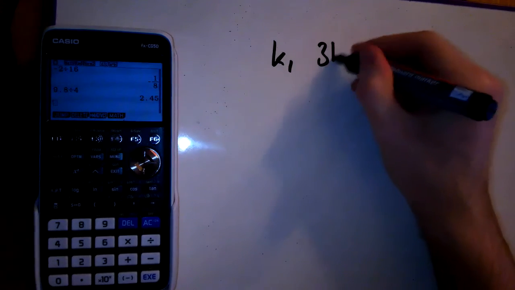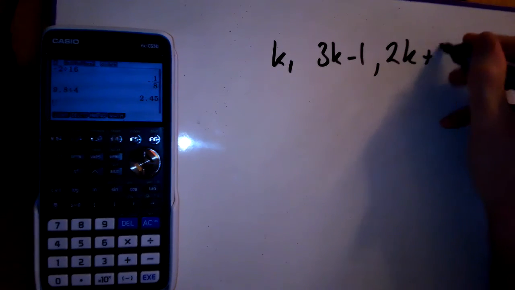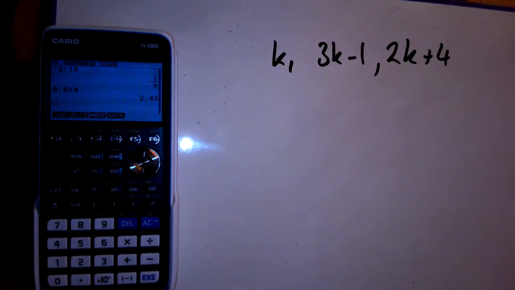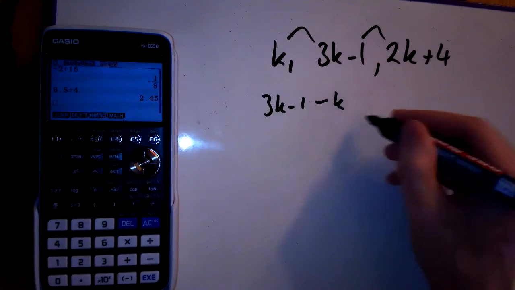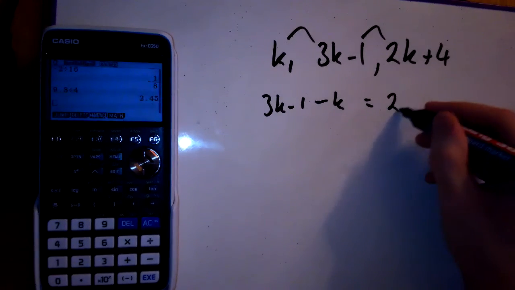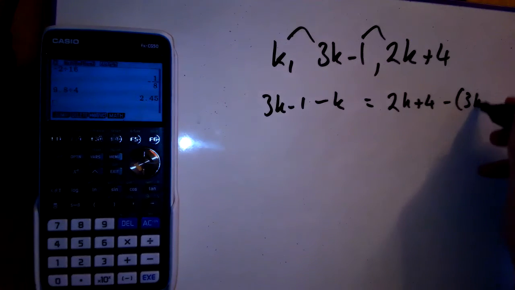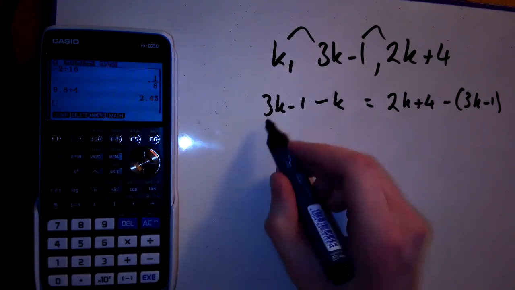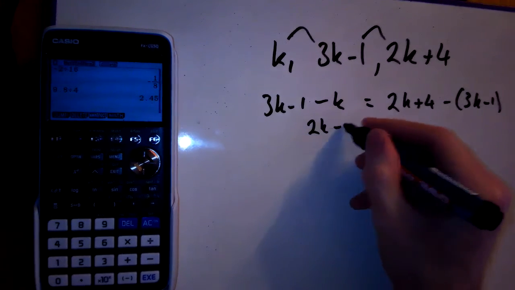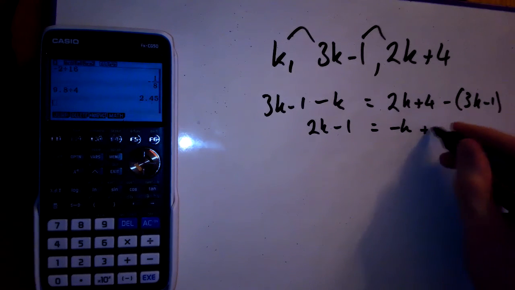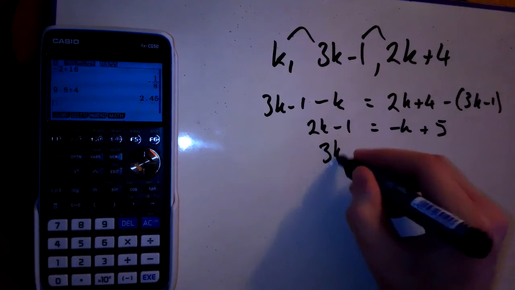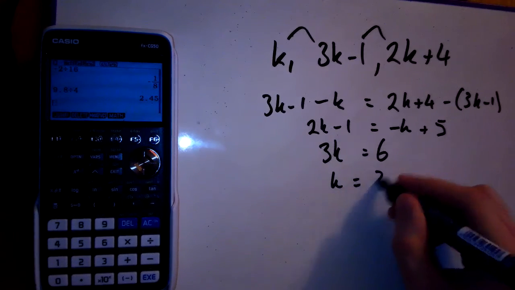Okay, fourth one. We've got an arithmetic sequence that starts like this, and we're told it's arithmetic, so that means the difference is equal. So to get this difference, I do 3k minus 1, this term take away this term. And to get this difference, I do 2k plus 4 minus 3k minus 1, this one here. Simplify that, so I get 2k minus 1. Simplify this, so I get minus k, 4 minus minus 1, so it's 5. So I get 3k equals 6, so k is 2.